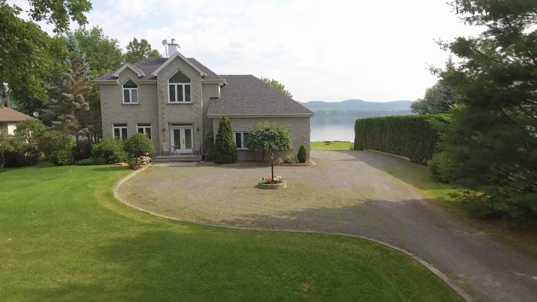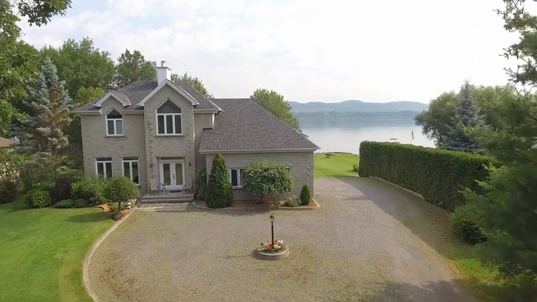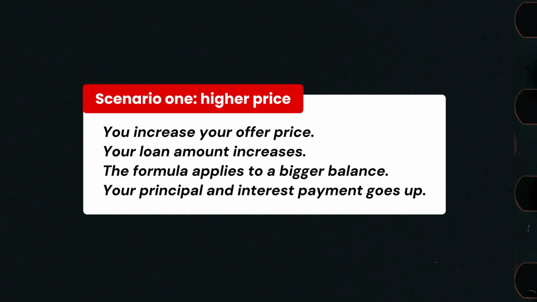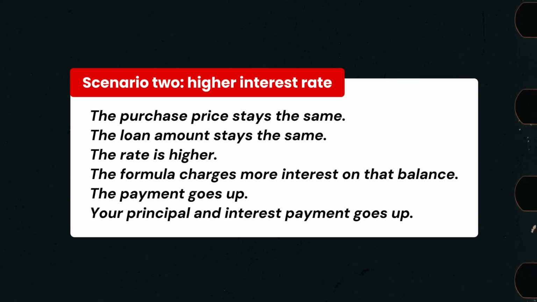Let's walk through a conceptual example rather than quoting a table. Imagine three scenarios. Same home, same down payment, only one variable changes each time. In scenario one, a higher price. You increase your offer price, your loan amount increases, the formula applies to a bigger balance. Your principal and interest payment goes up as a result. Scenario two, higher interest rate. The purchase price stays the same, the loan amount stays the same, the rate though is higher, which the formula then charges more interest on that balance, and the payment goes up.